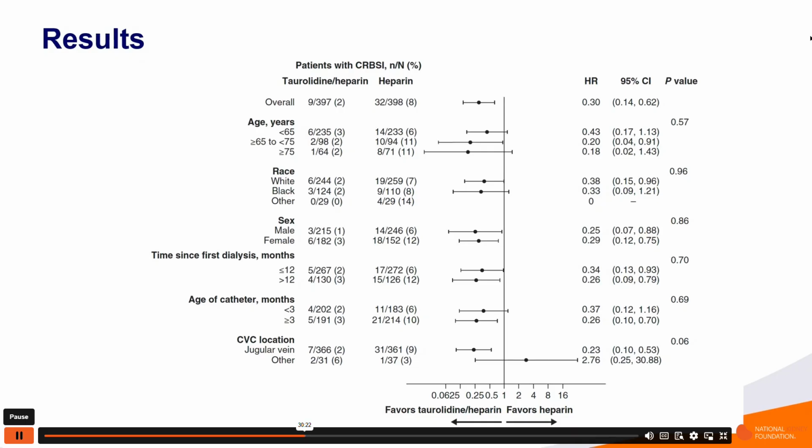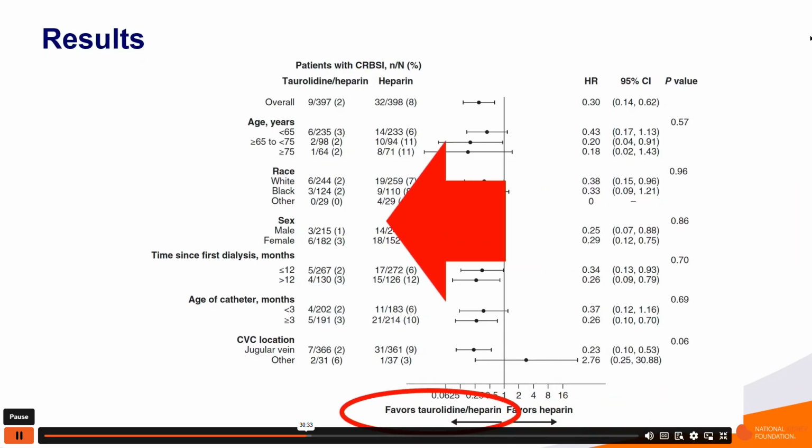The authors also did a number of subgroup analyses looking at age, race, sex, time since dialysis start, age of the catheter, and location of the catheter, and found that all of them, except for the catheter location, favored taurolidine heparin use, or the DefenCath. The only thing that wasn't found to be significantly favorable was the location, and just to point out that the femoral location was only in 8 patients, and you can see the wide confidence intervals. So with that, I think we can target the intraluminal source of bacteria attachment by using intraluminal catheter locking solutions.